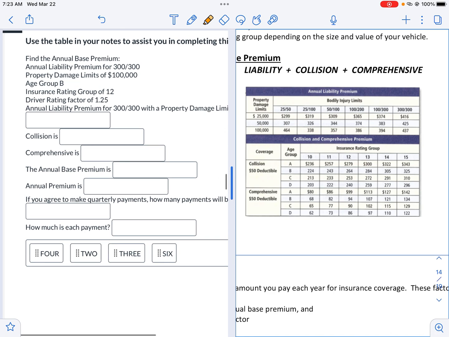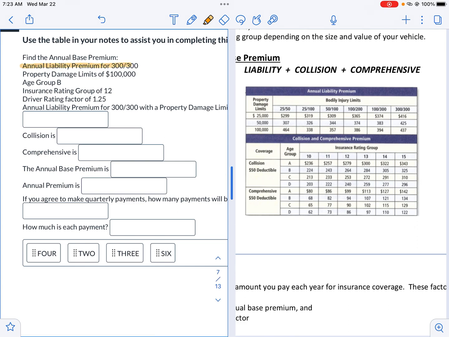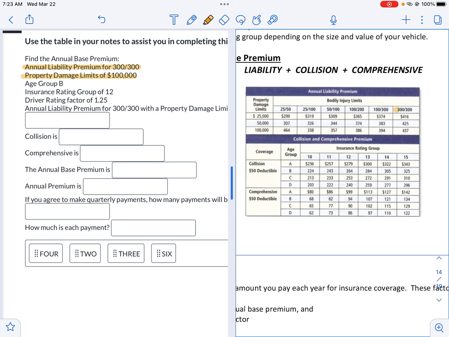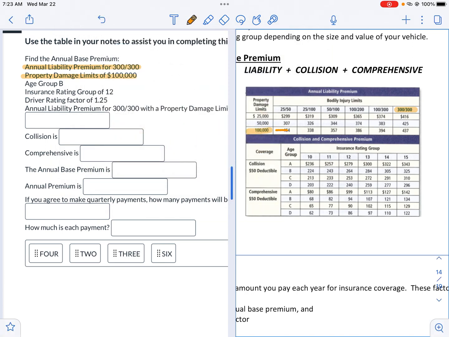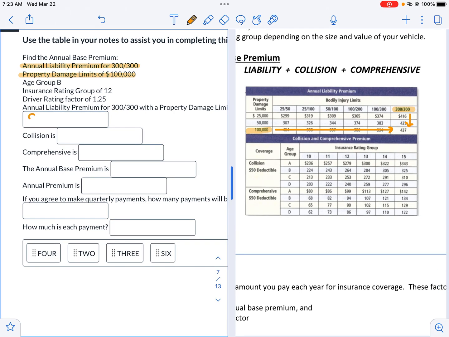All right. So the annual premium is $300. Property damage is $100,000. So over here on our table, here's $300. Here is $100,000. So we are going to go across, and we are going to go down, and we're going to see that we have $437.00.